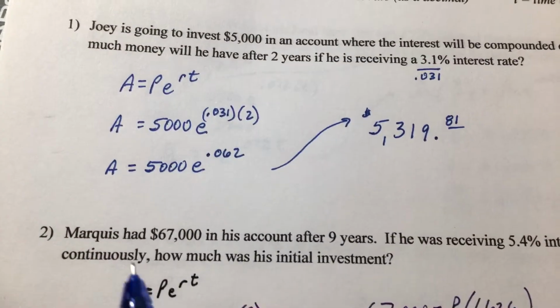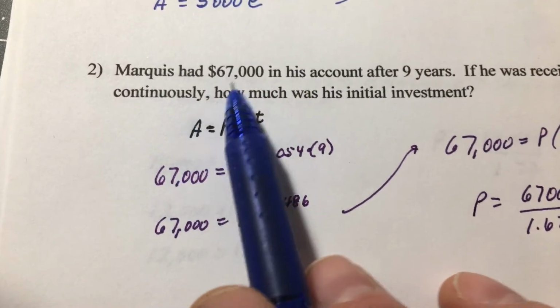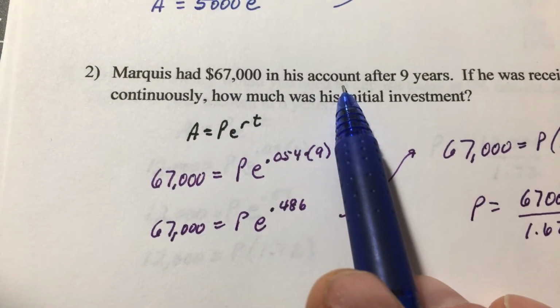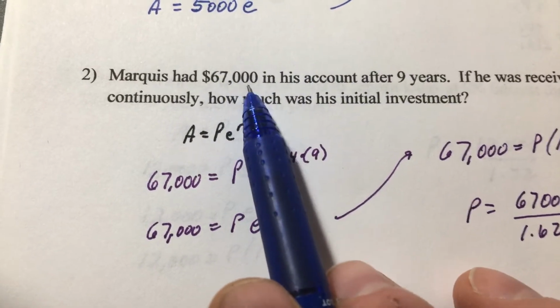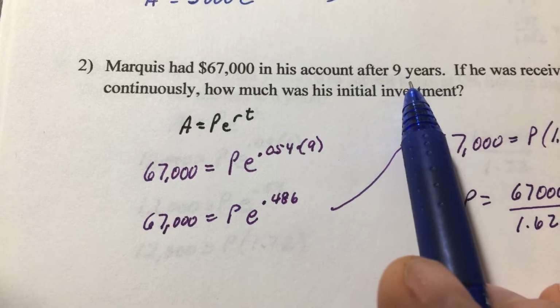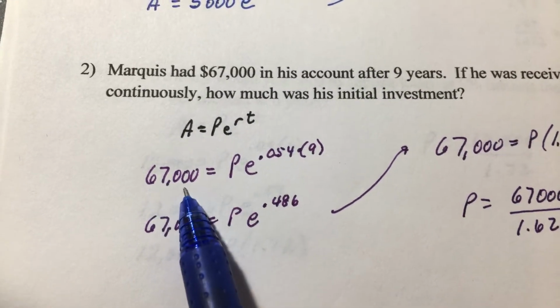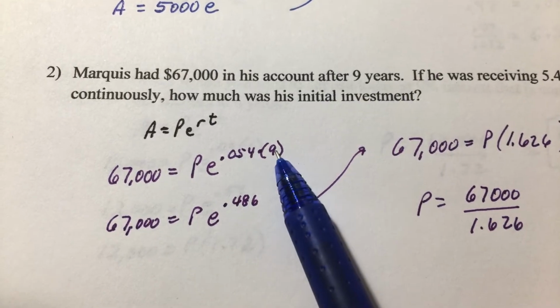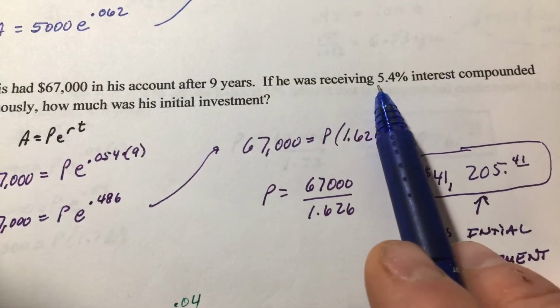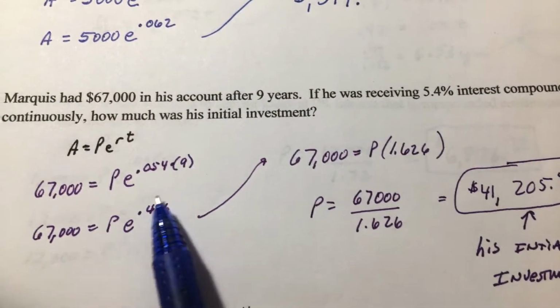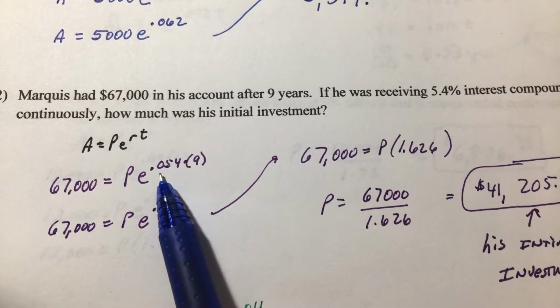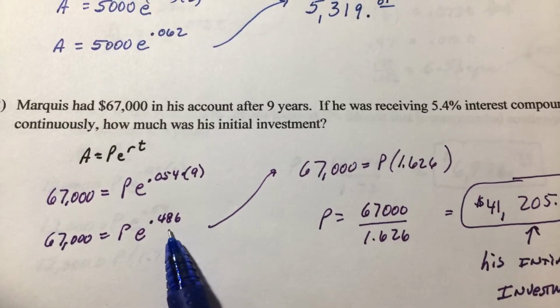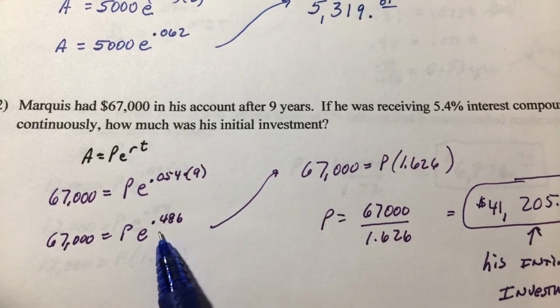And problem number 2: Marcus had $67,000 in his account after 9 years. So that would be how much he has in his account after 9 years, so that's an ending amount. 9 years is our time, so we can put that 9 in for T, and he gets 5.4% interest, so we use 0.054. I would just multiply those two together and get 0.486 right here.